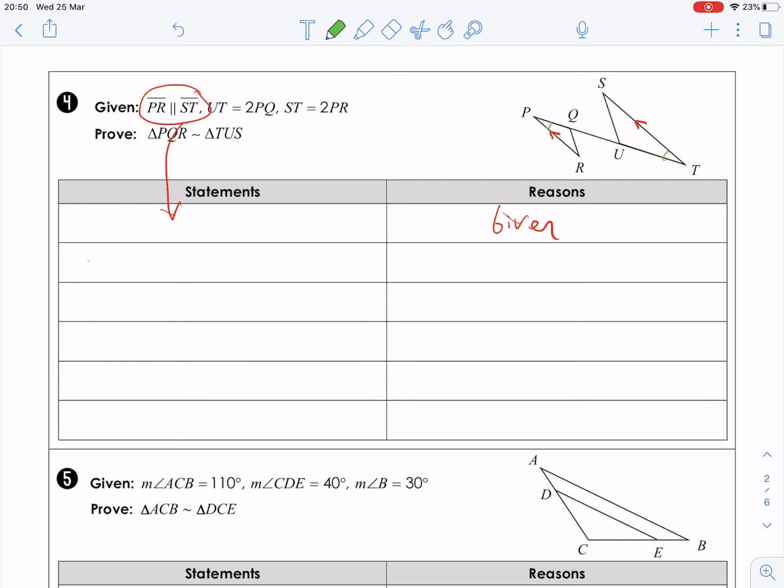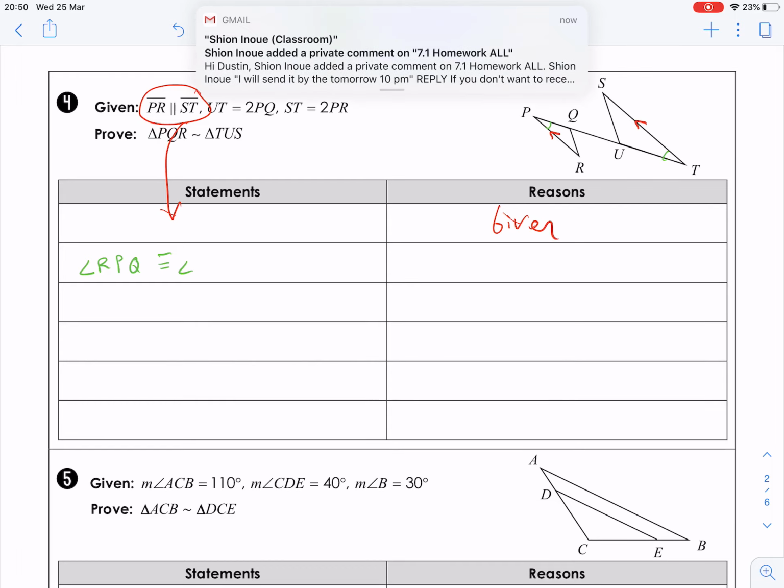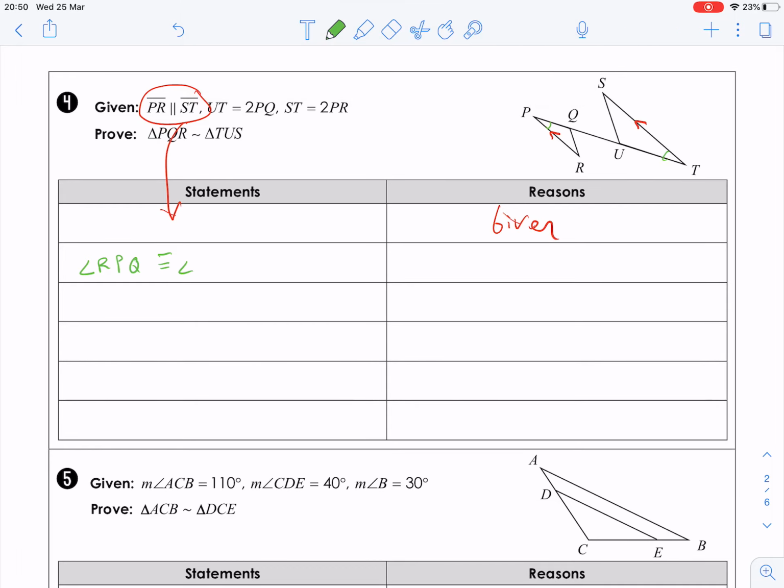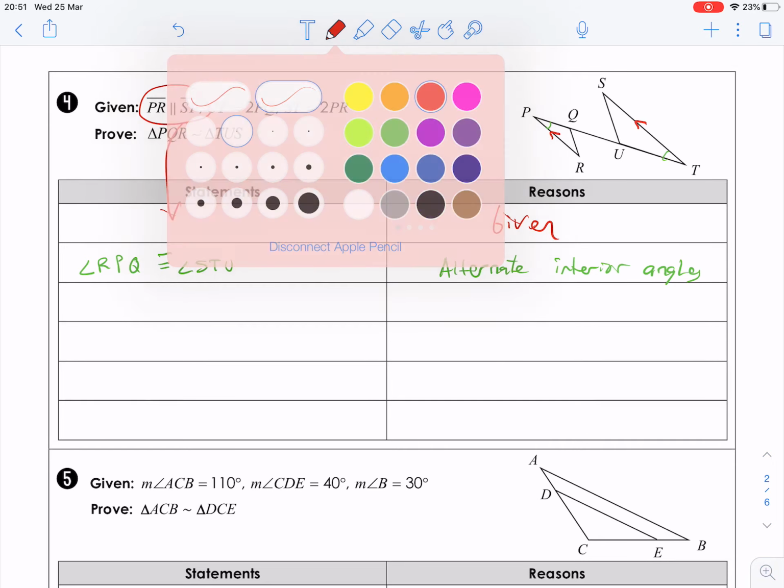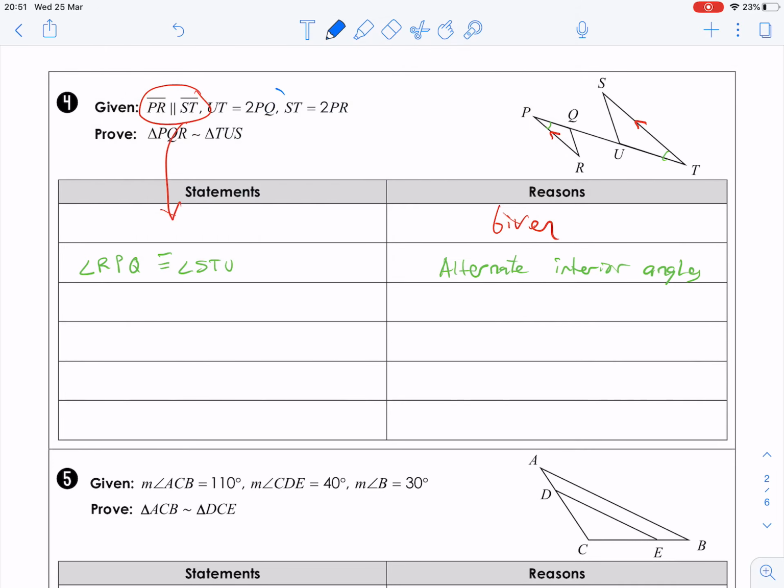What are those? So we have angle RPQ is congruent to angle STU based on alternate interior angles. Okay, so now I think we got everything we can from that. Now let's go to UT equals 2PQ and ST equals 2PR. Those are our givens.